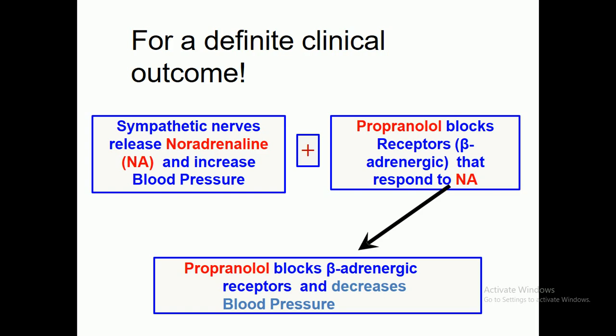that responds to noradrenaline. And this point is also clear: propranolol is the drug used in the treatment of hypertension. Propranolol can block the beta-adrenergic receptor. Where are beta-adrenergic receptors? These receptors are present in your heart, and blocking them decreases the blood pressure.